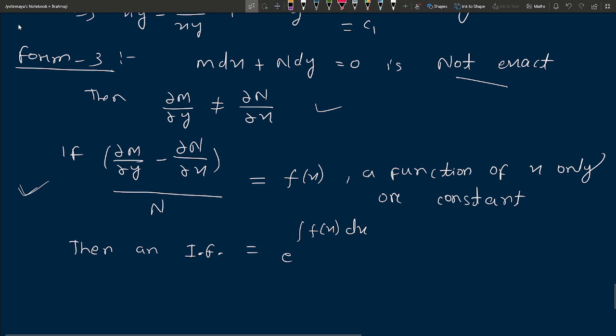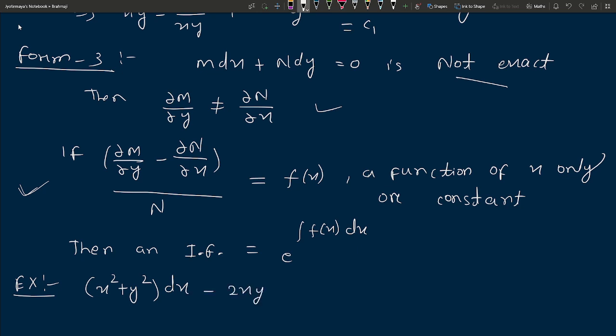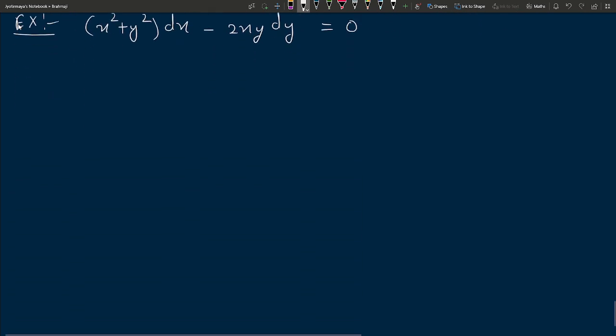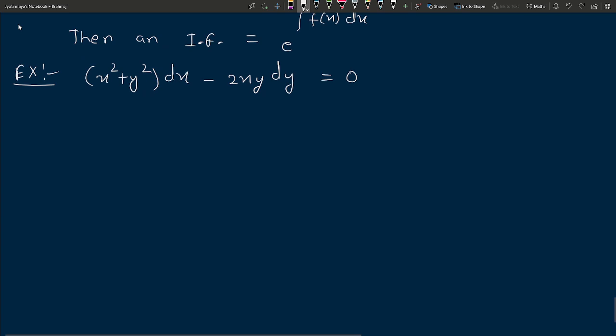For example, let's solve an example. (x square plus y square) dx minus 2xy dy equal to 0. Okay, now what is M here? Here M is x square plus y square. What is N here? N is what is multiplied with dy, that is minus 2xy.